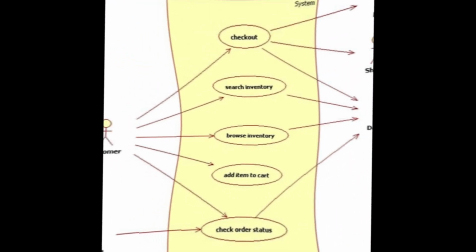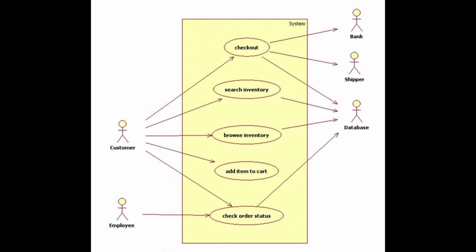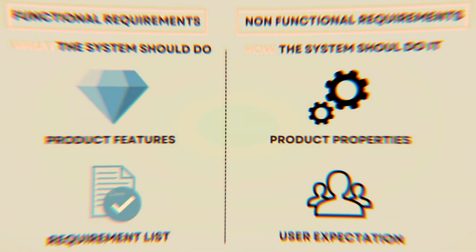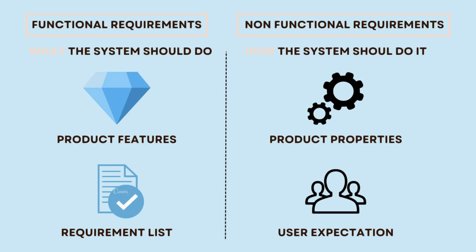Phase 2, requirements analysis. In this phase, we gather detailed requirements from users. There are 2 types of requirements. 1, functional requirements, what the systems should do. 2, non-functional requirements in terms of performance, security, usability, among others. This is where many projects fail because unclear requirements lead to wrong solutions.